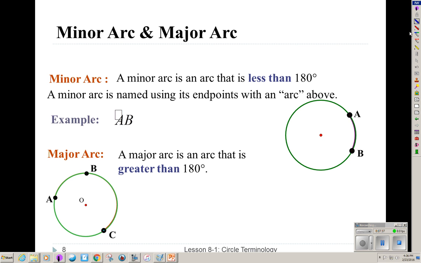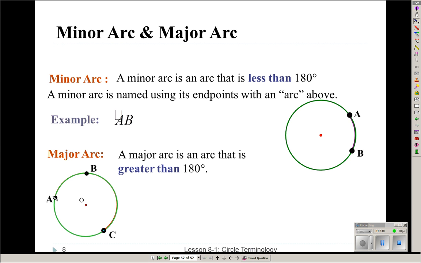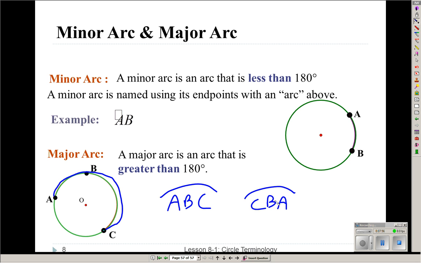A major arc, if it went more than 180 degrees, like from A through B and around to C, that's arc ABC. You could also call that arc CBA. But you have to have that point in the middle that's somewhere along the path from A to C. So if it's under 180 degrees, you can just use the 2 endpoints. If it's halfway or more, you have to use 3 points. Use the 2 ends and any point in the middle.